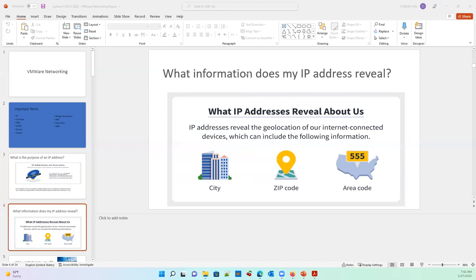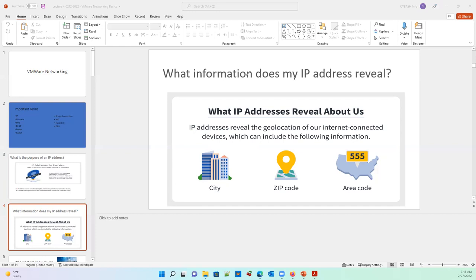What information does my IP reveal? An IP address can reveal a lot of things about you or about the device owner. If you give me your IP address, I can tell you basically where you are. In some cases, even your home address. If you give me your cell phone IP address, there's a way to find out your exact location. So your IP address is basically your shadow that follows you and tells about yourself.